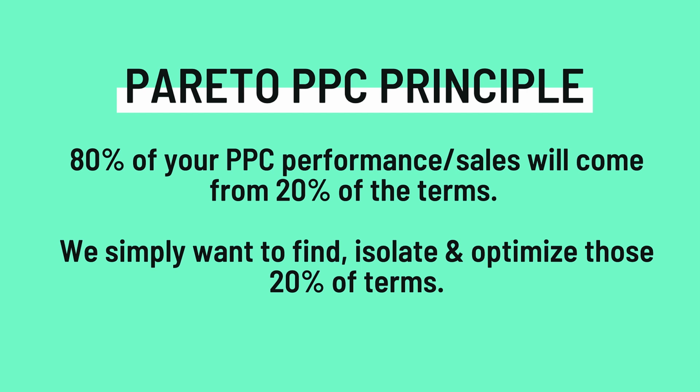So all we really want to do with our pay-per-click strategy, keeping in mind that the main goal is to basically get organic rank or to get profitable sales, is that we just want to find, isolate, and then optimize those 20% of terms that matter, and ultimately uncover new ones over time that we can isolate as well. So let's just sketch this out so you can visualize how this looks.